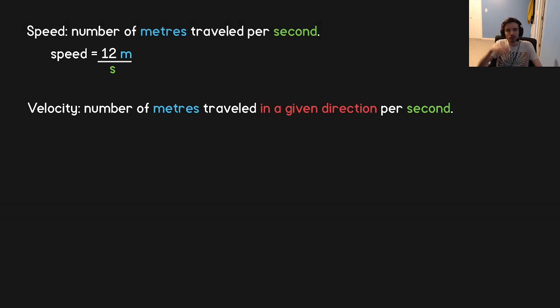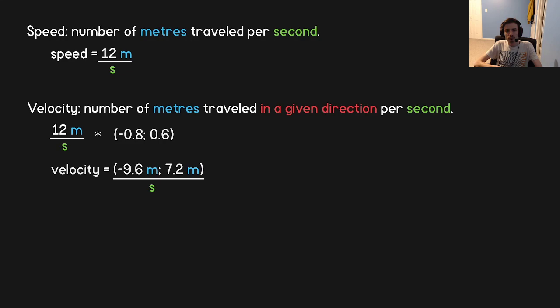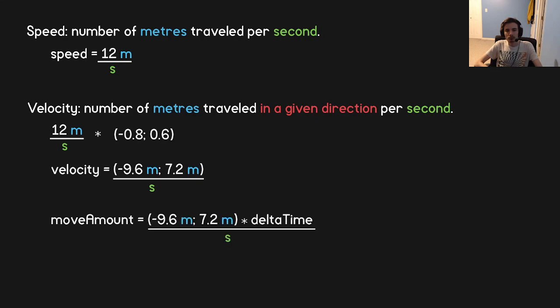So if we take a speed like 12 meters per second and multiply it by a direction like negative 0.8x, 0.6y, we get a velocity vector of negative 9.6 meters on the x-axis by 7.2 meters on the y-axis per second. Each frame, we want to use this velocity to determine how many meters to move the object. So we multiply the velocity by delta time, the number of seconds that have passed since the last frame was drawn. This number tends to fluctuate, but if the game is running at 60 frames a second, then delta time will be around 0.017 seconds.